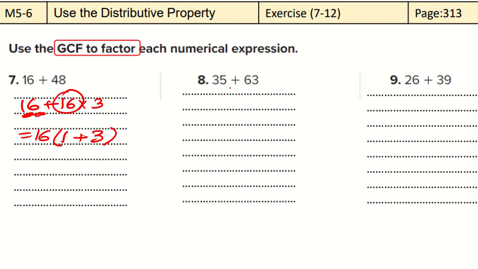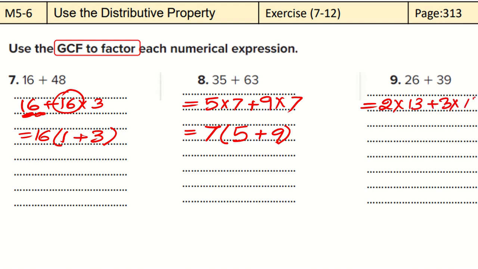Okay. Now for 35 plus 63, 35 you can write as 5 multiply 7, and 63 you can write as 9 multiply 7. Now you can see 7 can be taken common and it will be 5 plus 9 inside the bracket. Okay. Then 26, 26 can be written as 2 into 13, plus 39 can be written as 3 multiply by 13.